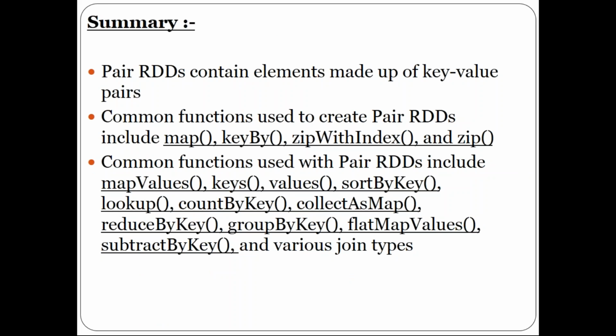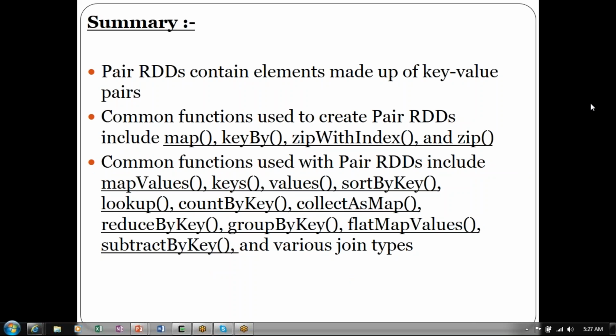Now, just a quick summary of what we have discussed with the paired RDDs. Paired RDDs contain elements made up of key value pairs. We have discussed this very clearly. Pair RDDs contain elements made of key value pairs, which we have discussed very clearly.